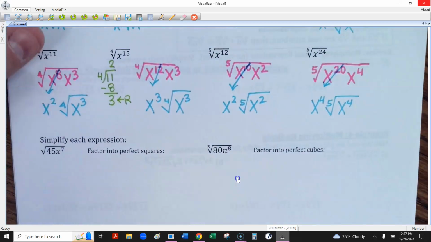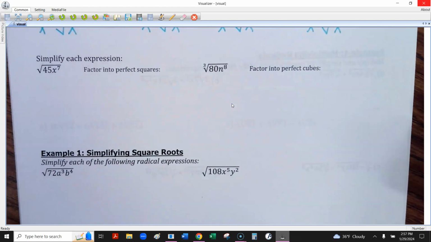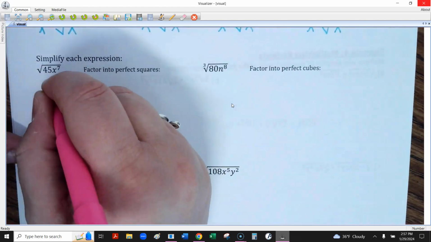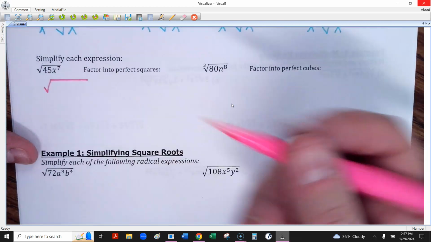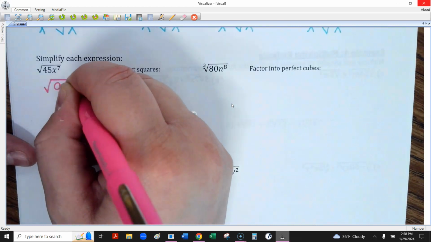What we're going to move on to down here, pause this at any time if I'm going too fast. We're going to actually combine the numbers and the variables. So with the number, if we're working with a square root, I want the biggest perfect square that divides into 45. So we actually did 45 up at the top. So I'm just going to rewrite that again, 9 times 5.